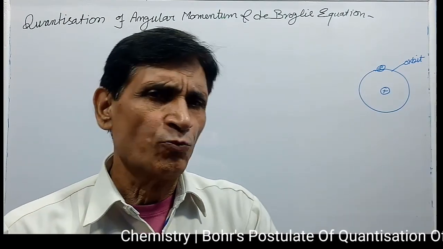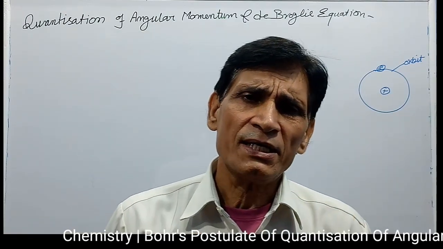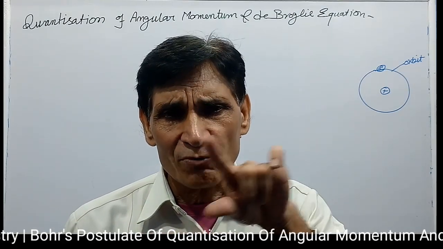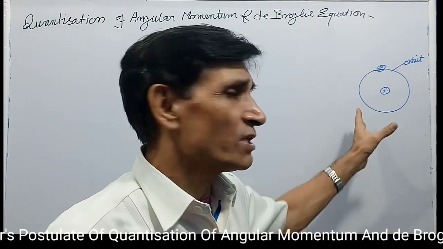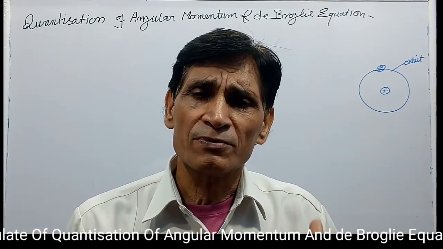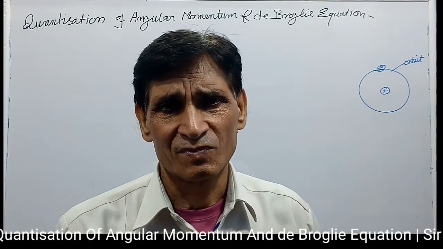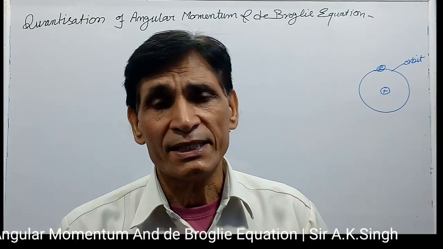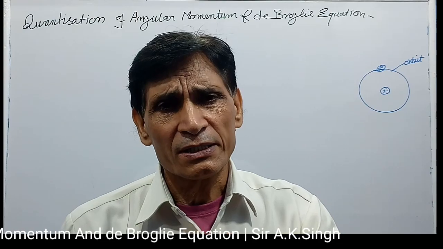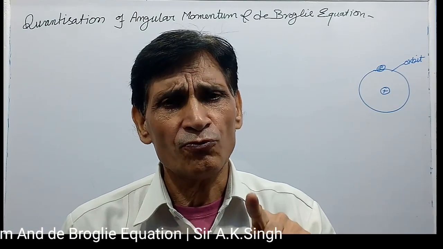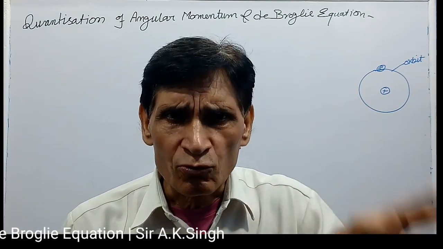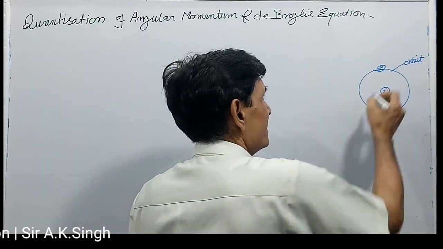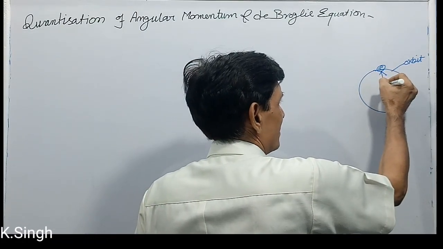Now, second point: if the electron has wave character, then it revolves around the nucleus in the form of a wave in Bohr's circular orbit of radius r. Here, the radius of this orbit is r.